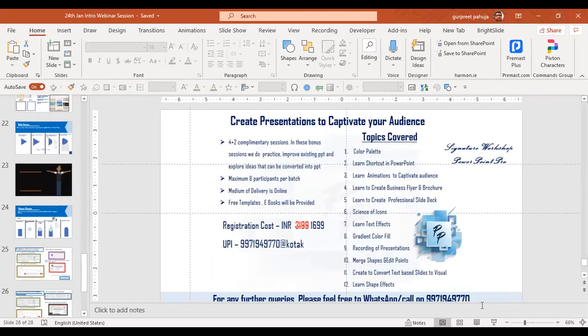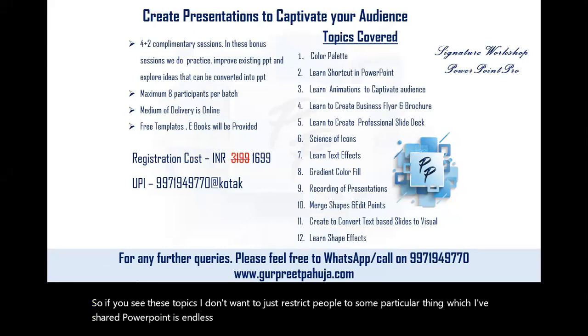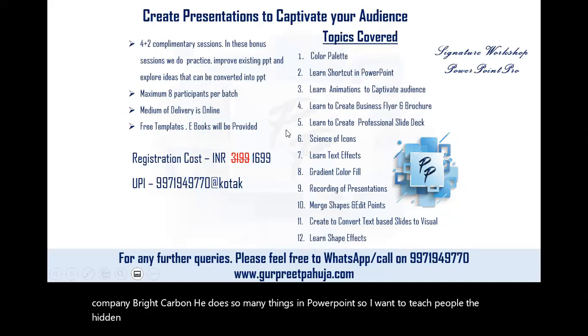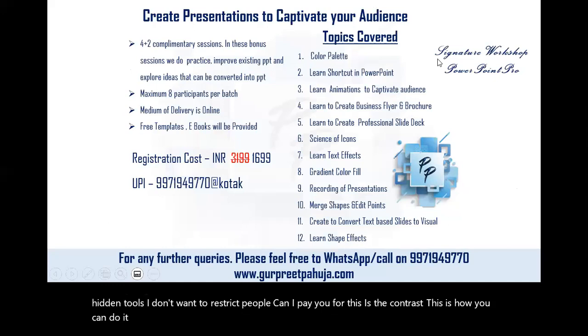So this is what I want to share. This is a pamphlet which I have created. If you see these topics, I don't want to just restrict people to some particular thing which I've shared. PowerPoint is endless. I am a big fan of Richard Goring. He's my mentor. He runs this company, Bright Carbon. He does so many things in PowerPoint. So I want to teach people the hidden tools. I don't want to restrict people. This is the contrast, this is how you can do it, and this is what will happen.